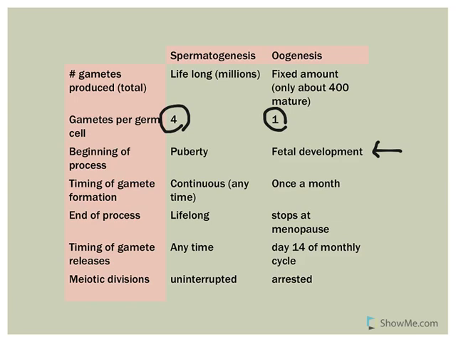And the timing of the gamete release. Men, you can release it just any day. Females, it's the day of ovulation, which is typically day 14 of your monthly cycle. Now, in the females, I had kept saying they have arrested meiotic divisions. So that first meiotic division, which was starting in fetal development, became arrested and it didn't complete till after puberty. And then the second meiotic division was arrested and it didn't complete unless the egg became fertilized. In the men, it's just uninterrupted. So there's some differences between the males and the females.